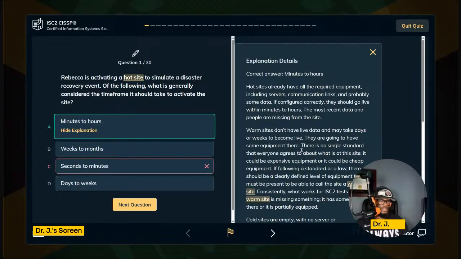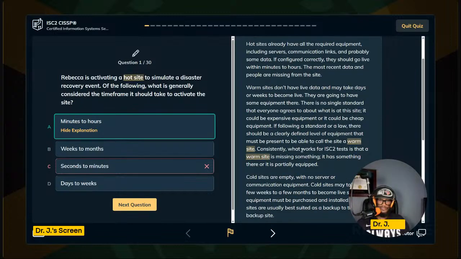Hmm. Yeah, so hot sites already have the required equipment, including servers, communication links, and probably some data. If configured correctly, they should go live within minutes to hours. The most recent data and people are missing from the site. Okay. Warm sites don't have live data and may take days or weeks. Okay, so that'll be Delta.